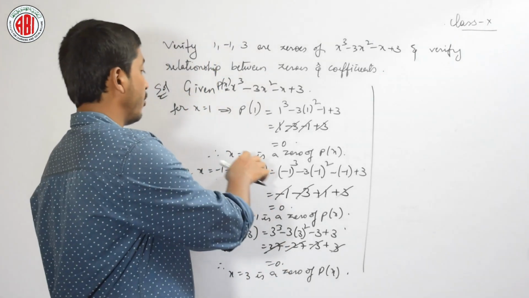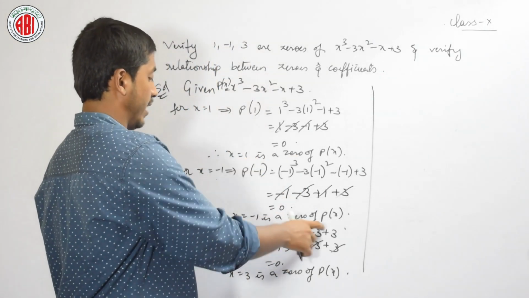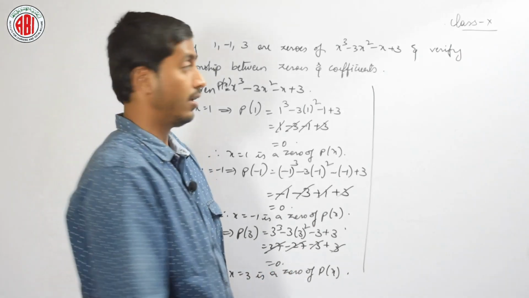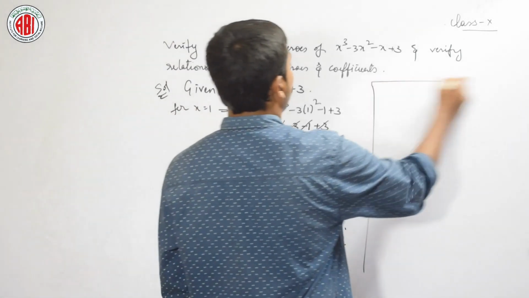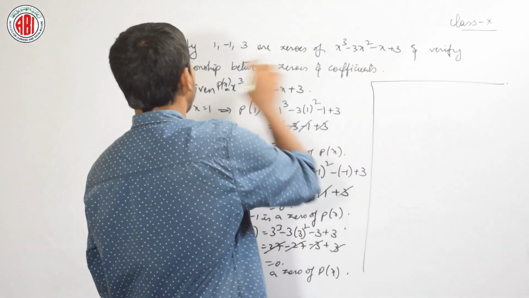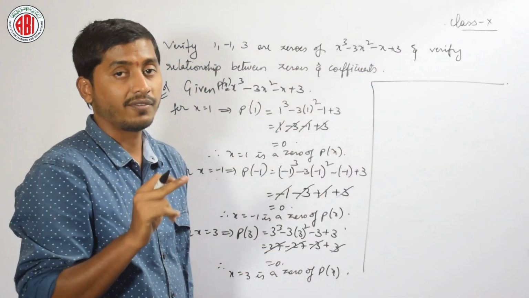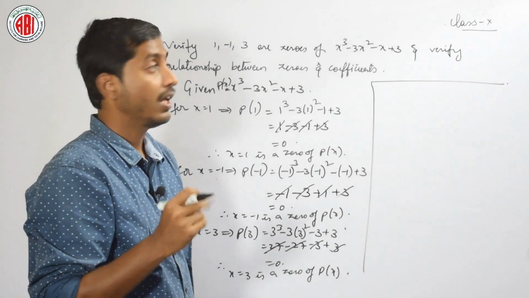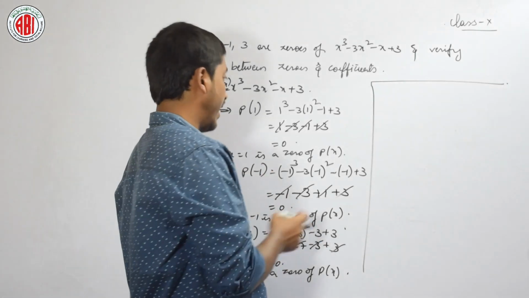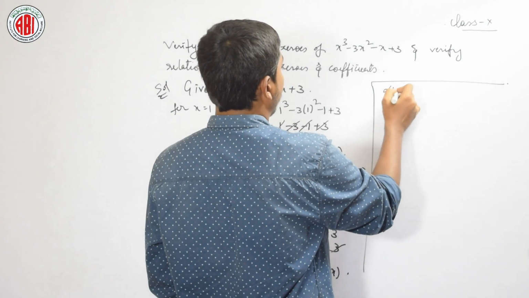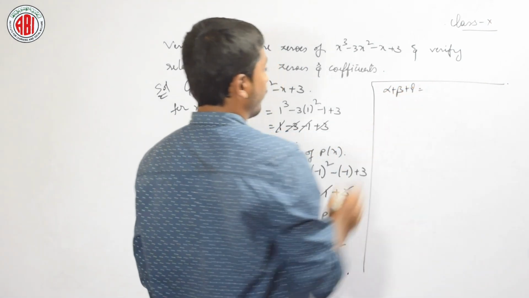See here, we could prove that x equal to 1 is a zero, minus 1 is a zero and 3 is a zero, right. Then next, what is the next step here? He is asking us to verify the relationship between zeros and the coefficients, as we did for the quadratic polynomial, right. For that, first we have to find alpha plus beta plus gamma, right.